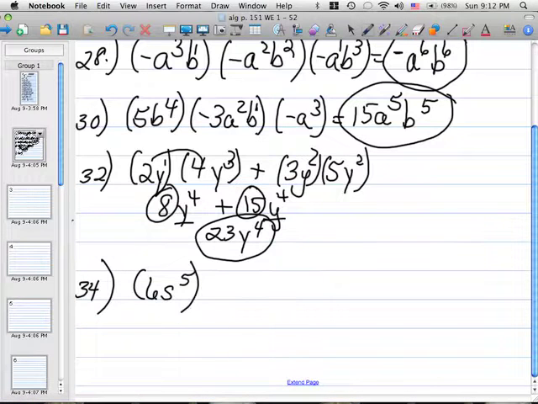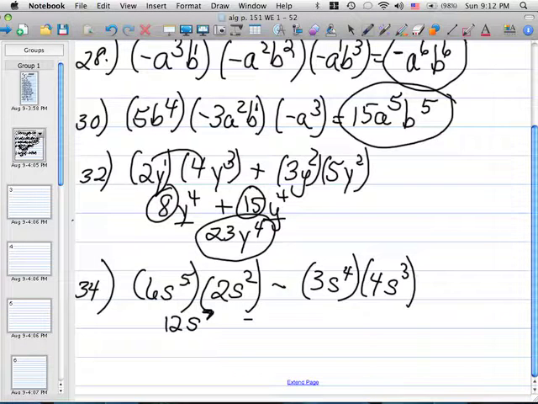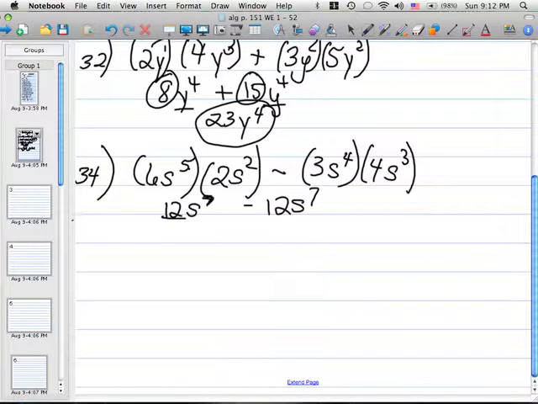34, I have 6s to the fifth times 2s squared minus the quantity 3s to the fourth times 4s cubed. 6 times 2 is 12. S to the fifth times s to the second, add the exponent. Since I'm multiplying, I get s to the seventh. Minus 3 times 4 is 12. S to the fourth times s to the third is s to the seventh. Working only with the coefficients, 12 minus 12 is 0. And I don't put s to the seventh, just 0.